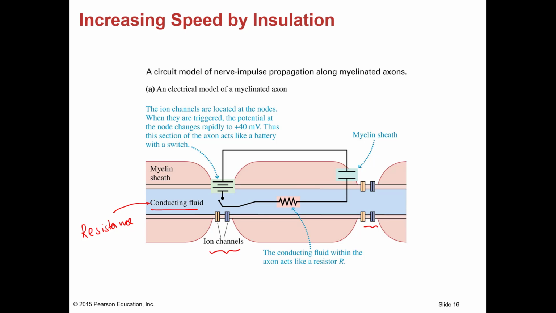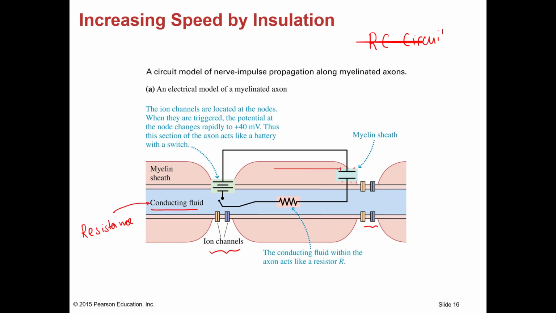And the myelin sheath can be modeled as a capacitor. There is accumulation of charge on the inner part and outer part of the myelin sheath. So we can consider the myelin sheath to be a capacitor. That means we can consider this part of the axon to be an RC circuit.